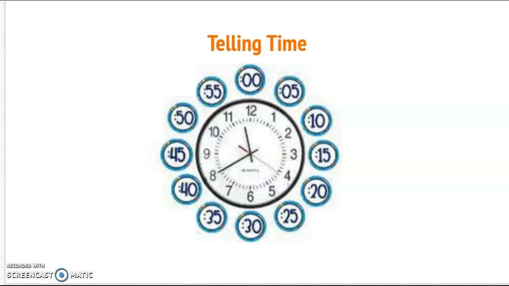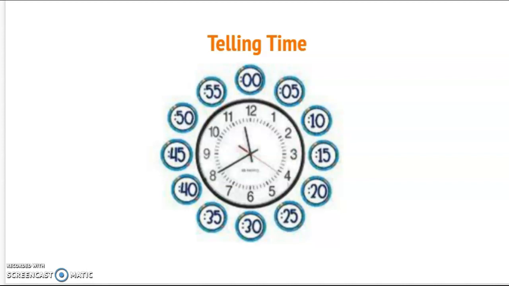And these numbers also represent the minutes. But you have to count by 5s to figure out how many minutes it is. So when we start at 12, that is 0 minutes. So if the minute hand is on the 12, that means it's something o'clock, like 1 o'clock or 2 o'clock, 3 o'clock, 4 o'clock, and so on.